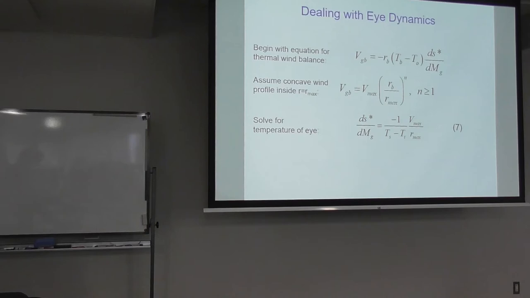Now, we are going to continue to solve this boundary layer entropy equation even in the eye, but it will turn out that the entropy in the boundary layer in the eye is always going to be less than the saturation entropy, which means the eye will turn out always to be convectively stable. There's no deep convection in the eye.